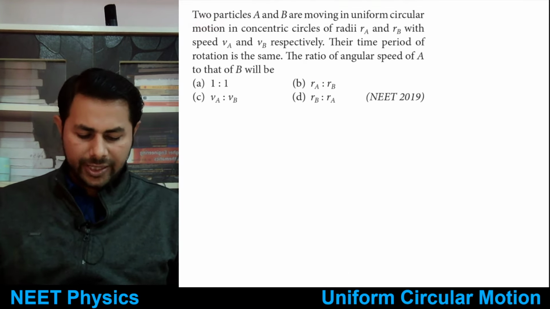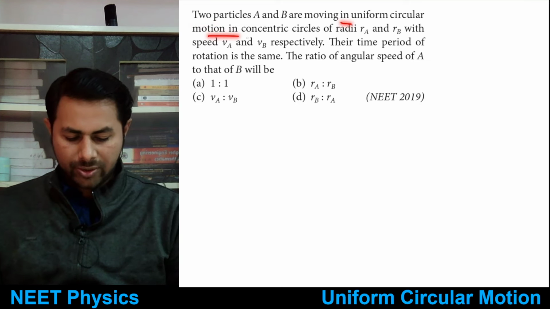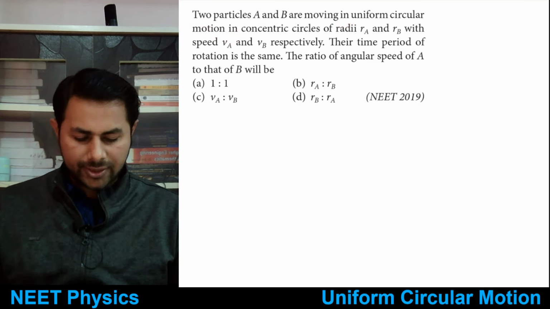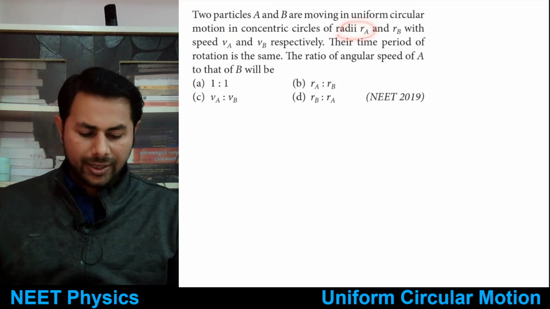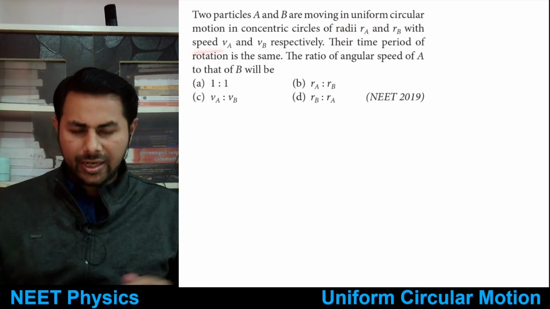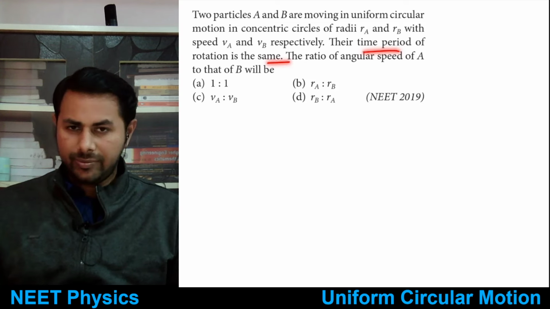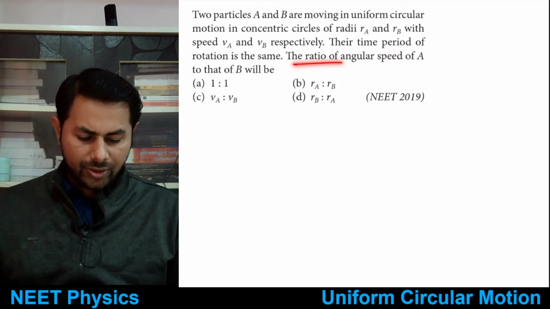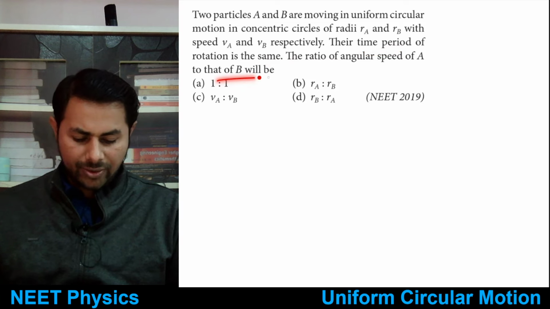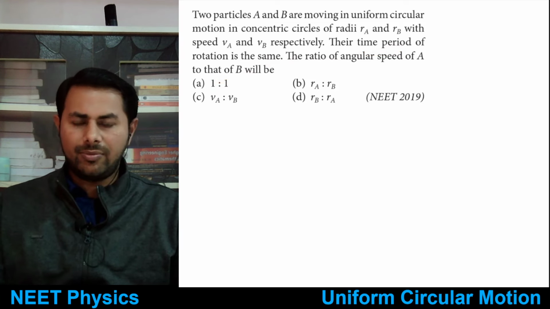Two particles A and B are moving in uniform circular motion in concentric circles of radii RA and RB with speeds VA and VB respectively. The time period of rotation is same. The ratio of angular speed of A to that of B will be. Tell me.